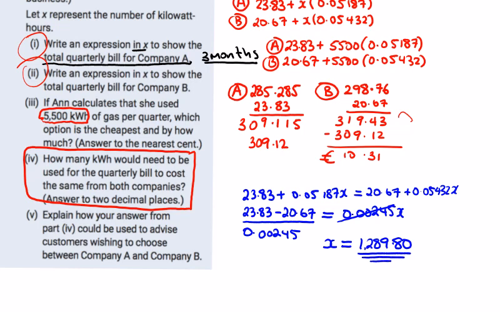And explain how your answer from part 4 could be used to advise customers. So these ones where you actually have to be a sales rep. If you're going to use more than this, use the company that's cheaper, and so on. If you're going to use less than this, use company B that's cheaper. So that's the end of this video.